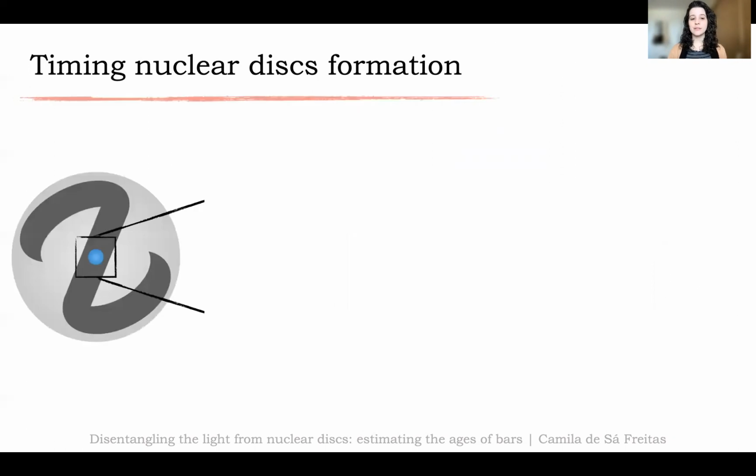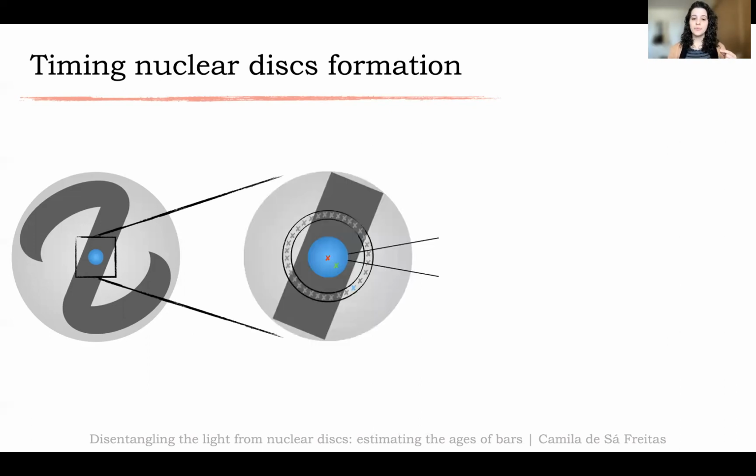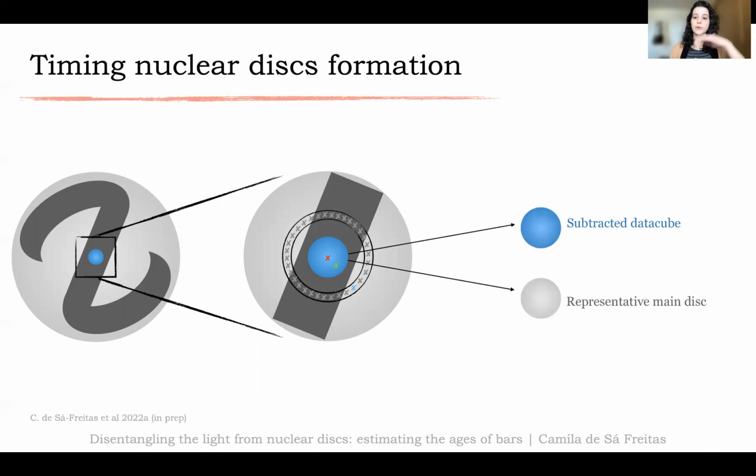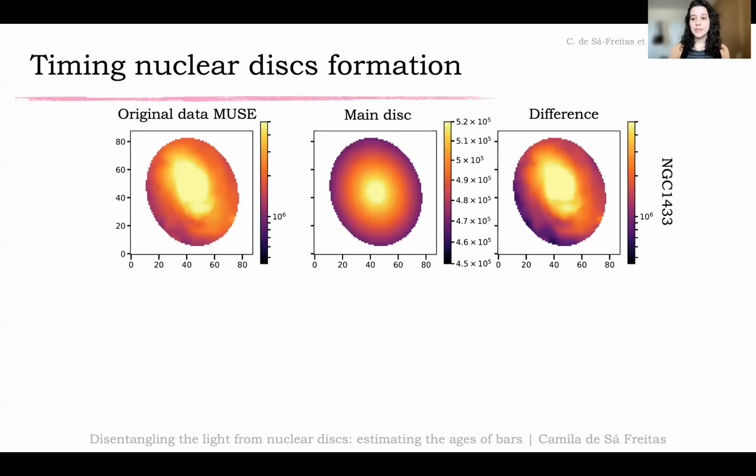One example of how this looks is like this. We have an illustration here. So we have the nuclear disk in the very center of the galaxy. We use a ring outside of the nuclear disk to derive that spectra that I said. So the excess, we have a lot of treatments, and then we derive the representative spectrum and we create the representative main disk. So we disentangle the main disk and the subtracted data cube that we expect to be the nuclear disk isolated. So this is how it looks, more or less.